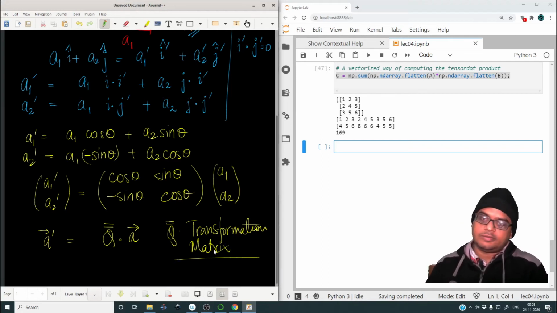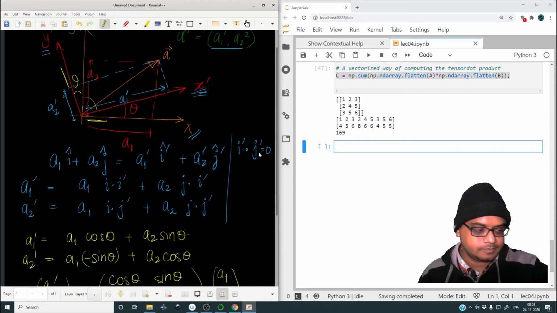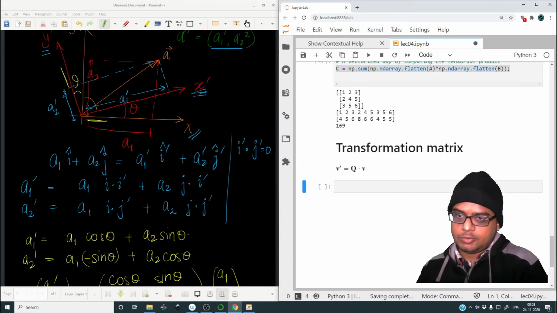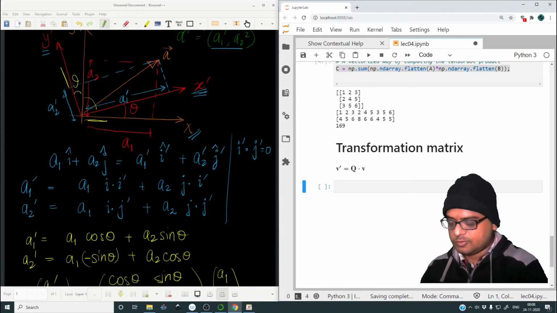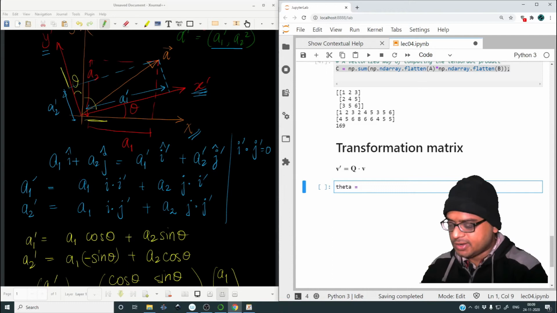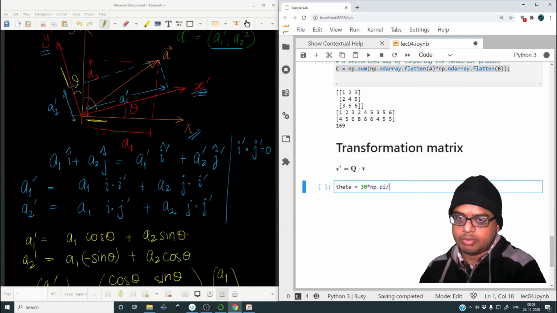Alright, so now let us encode this particular transformation matrix in Python. We want to find out v prime. So let us define first the theta, that is the rotation of the coordinate system. So theta is equal to, let us declare it in terms of radians directly. So 30 times, we have to make it into radians because all these angles have to be in radians and not in degrees. So times np dot pi divided by 180. Okay, so this is the angle.